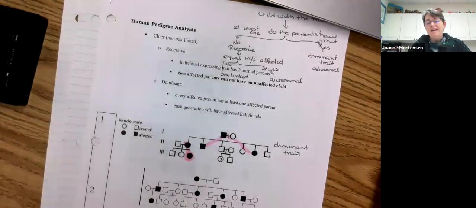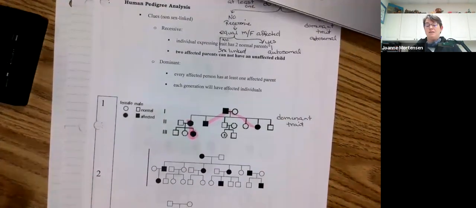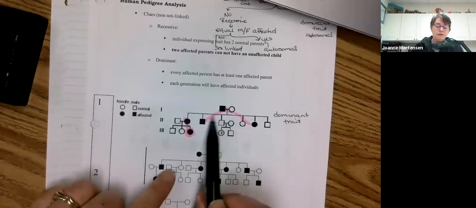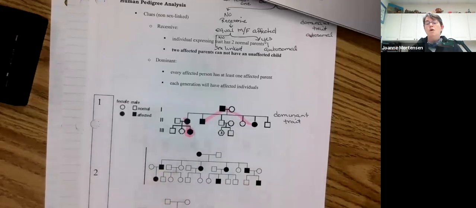Another way, and it's not as good because the other is what I do to check, is if it's present in every generation, if like most of the people are colored in, it's probably a dominant trait. But the way to know for sure is you look at every individual and you make sure at least one of their parents has that trait.